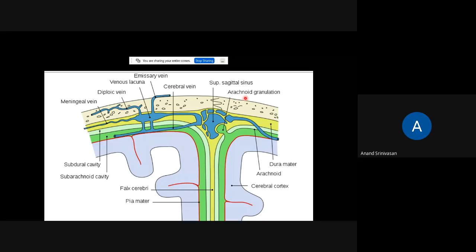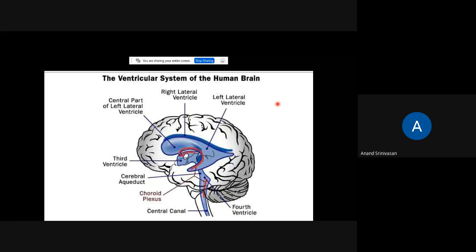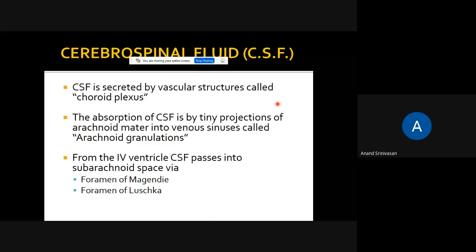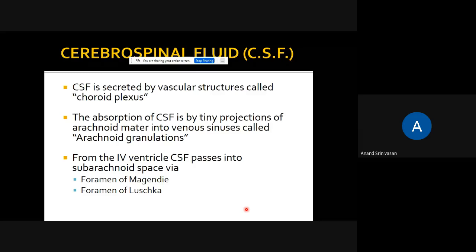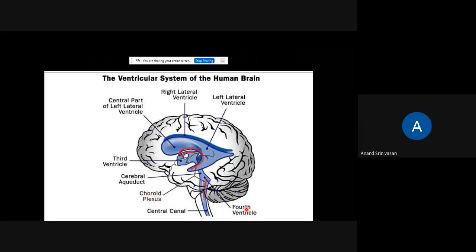This is called arachnoid granulations. This is where the CSF is absorbed. The CSF production is by the choroid plexus and the absorption is by arachnoid granulations. From the fourth ventricle, it goes out through the foramen of Magendie and the foramen of Luschka.